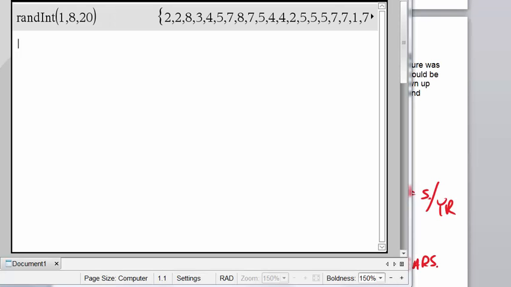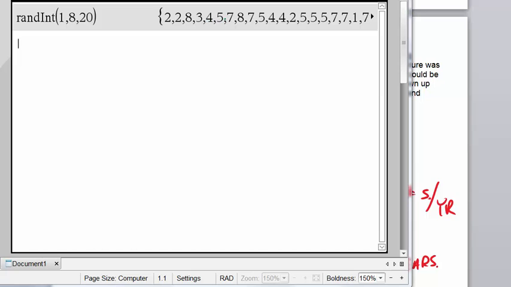All right, so over here on my TI Inspire, I have got a randint command, 1 through 8, 20 times, and so I run that. That's slightly off the screen. Okay, so when I ran that command, note in my very first pick, it blew up 2, and then, all right, well, I can't use that one again. So the first 5 unique numbers are 2, 8, 3, 4, 5.